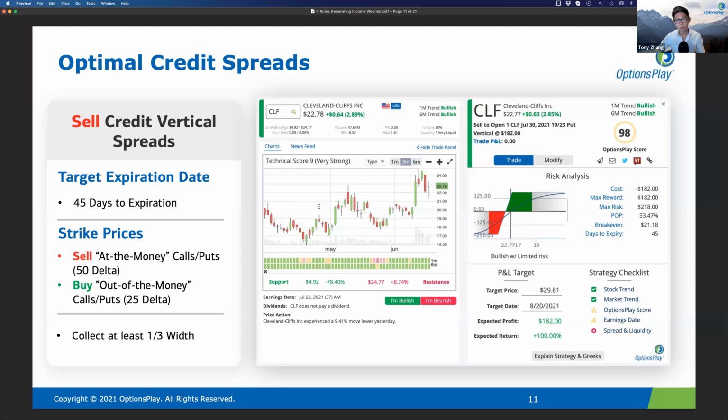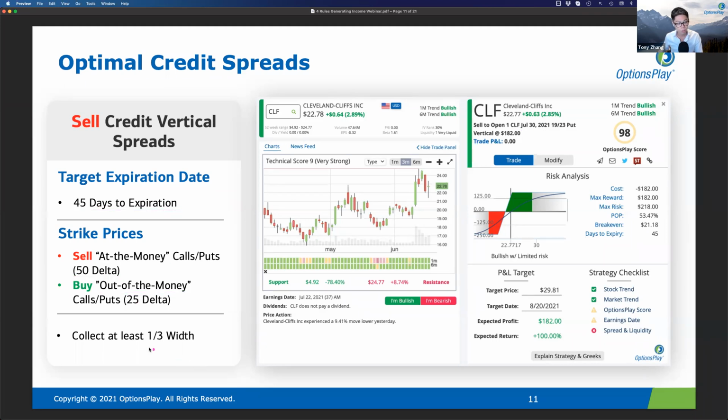So just to talk a little bit about the optimal credit spread. Based on our back testing, going over thousands and thousands of trades, testing different expiration dates and different strike prices, the optimal credit spread is going out 45 days to expiration. That's why we've chosen the July 30th weekly options, which is 45 days to expiration, selling an at-the-money call or put, and buying back a 25 delta call or put. An at-the-money is about a 50 delta, and out of the money about a 25 delta.